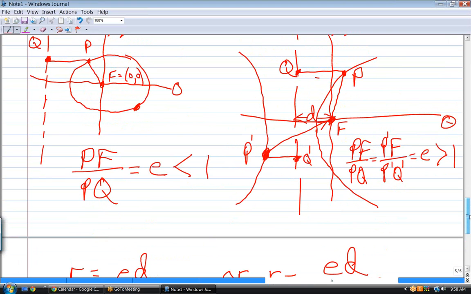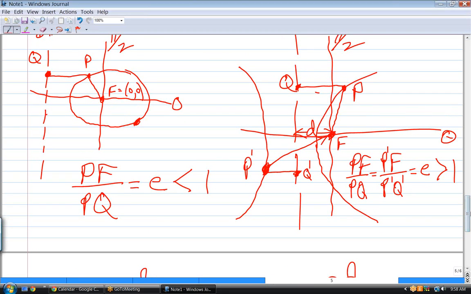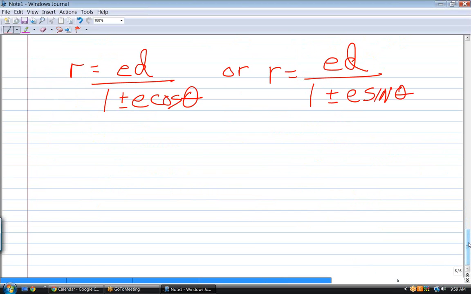Focus at the pole. Mm-hmm. Or from here to there. In other words, D is neither PF nor PQ. D is just the distance from the focus at the pole to this imaginary directrix that is used to define E. Okay? Go back to these two equations. If you have a polar equation that is in this format, it's a conic.